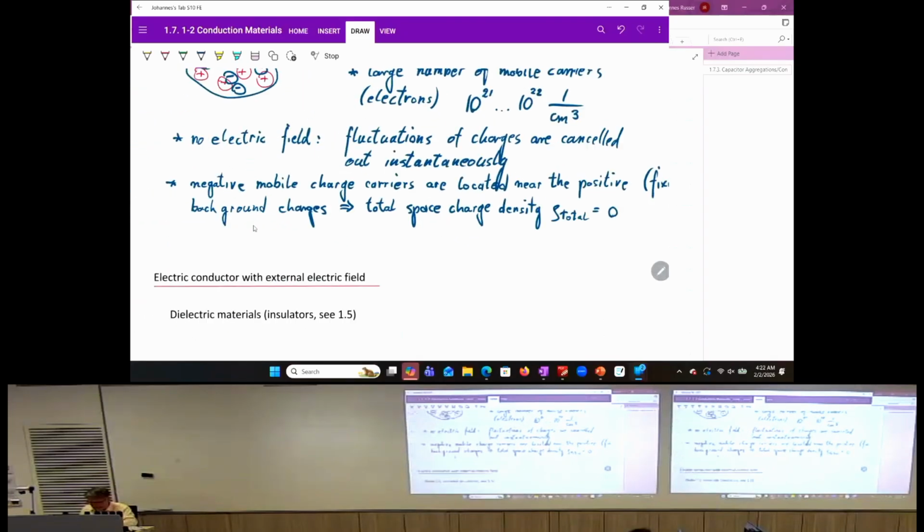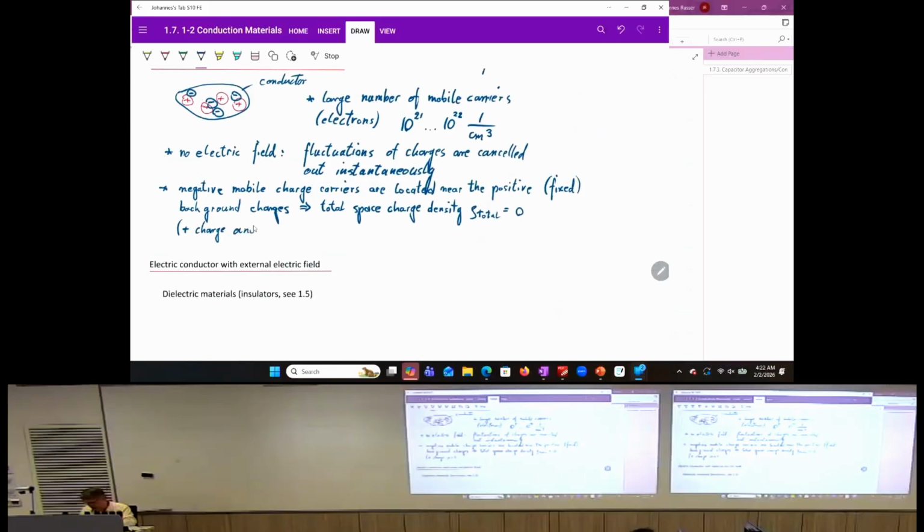That means the plus charge and minus charge cancel out. From that, and what we have just seen in the previous section a moment ago, we can say that the divergence of the displacement field, which is given by the spatial charge density, is 0.